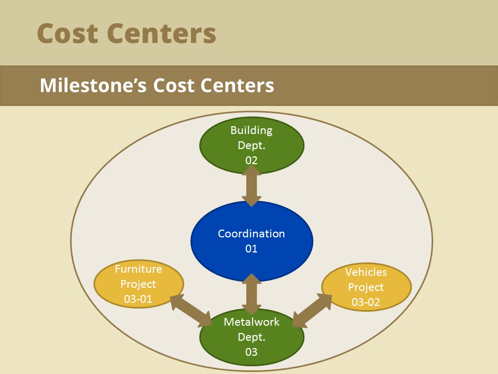A useful way to graphically present cost centers is in the form of an egg chart. We will use an example of Milestone, a fictional company, to illustrate the concept of cost centers. Milestone has 3 departments: coordination, that is management, administration, and governance, a building department, and a metalwork department. The metalwork department in turn has 2 separate activities with their own funding sources: the furniture project, and the vehicles project.